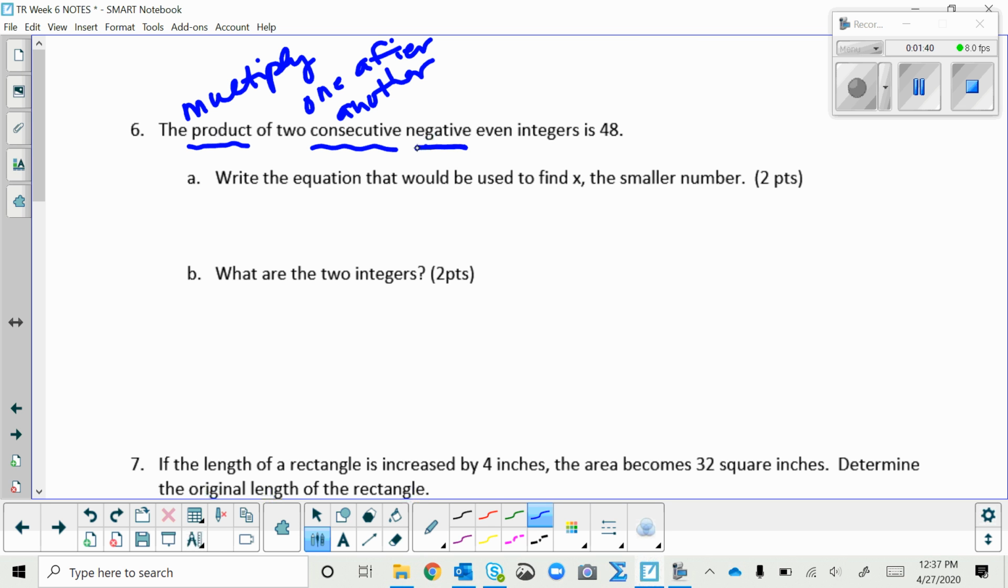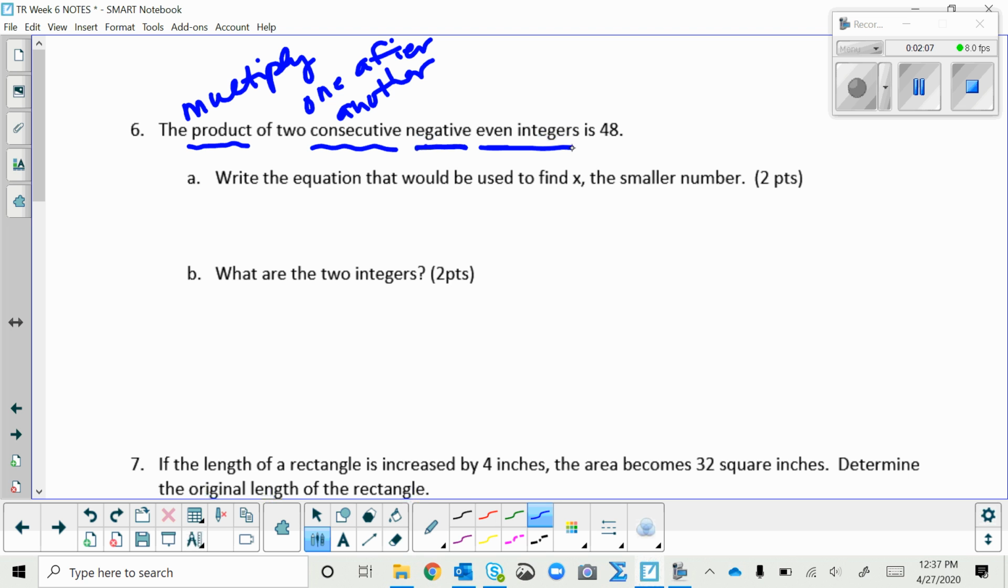But this means even. This is asking me for even integers. So we talked about integers earlier in the year. They're whole numbers that are positive or negative, so no fractions, but even ones. So we want even integers. That means they come right after each other that are negative. So -4 and -6 is an example, -8 and -10, -12.